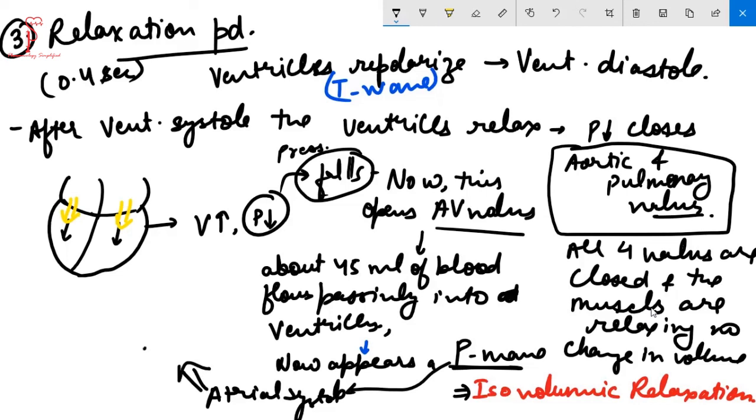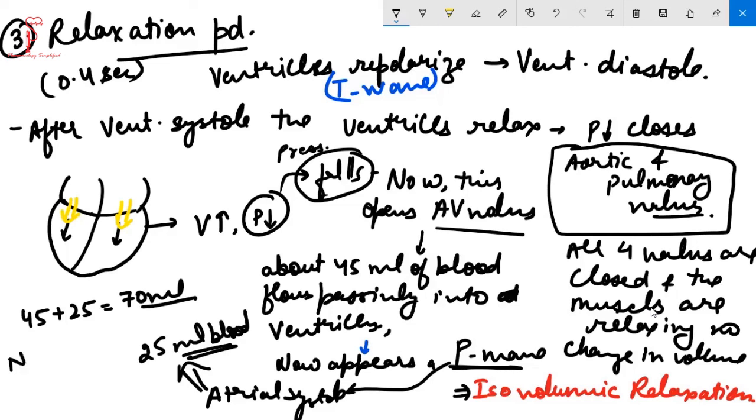in the meantime there will be atrial systole again, right? The cycle will be beginning again. So there would be atrial systole, and this atrial systole will pump 25 ml of the blood into the ventricles. So this 25 ml blood and the 45 ml blood that has flown passively total to 70 ml of the blood, and your cardiac cycle will now begin. This relaxation period appears as T wave on the ECG.